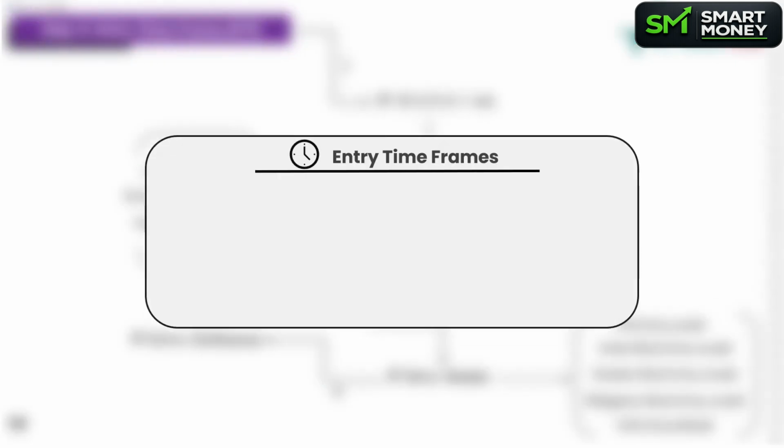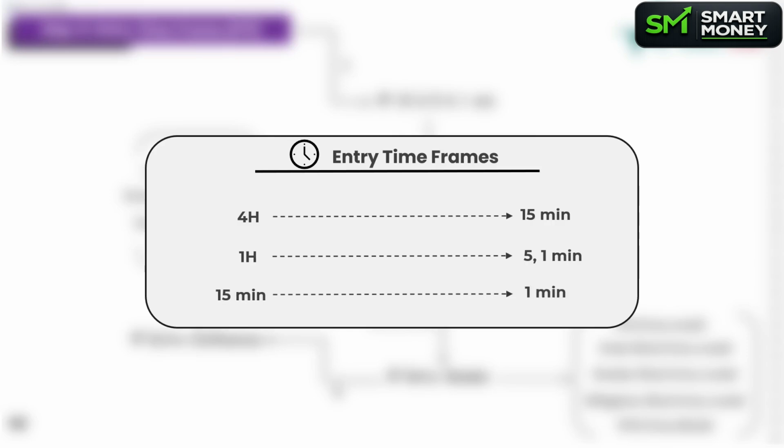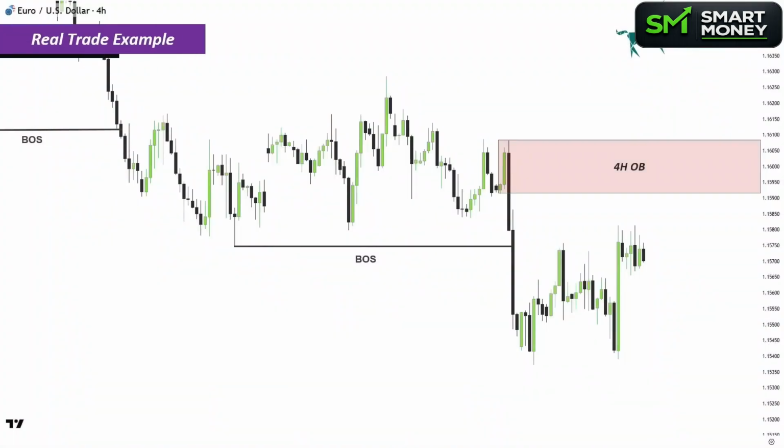Now, in terms of timeframe selection, if you use the 4-hour chart as your analysis timeframe, I recommend using the 15-minute chart as your entry timeframe. If you use the 1-hour chart for your analysis, then you can use either the 5-minute or 1-minute chart for your entry. And if you use the 15-minute chart as your analysis timeframe, then it's better to use the 1-minute chart for execution. But keep in mind, your analysis timeframe should always be at least twice as high as your entry timeframe. Now, in this example, since I'm using the 4-hour chart as my analysis timeframe, I'll use the 15-minute chart as my entry timeframe.